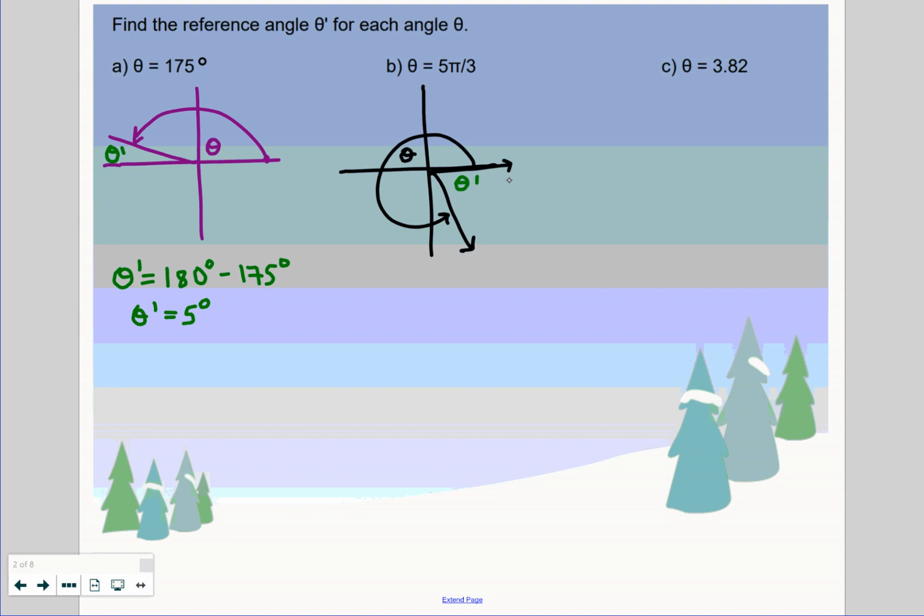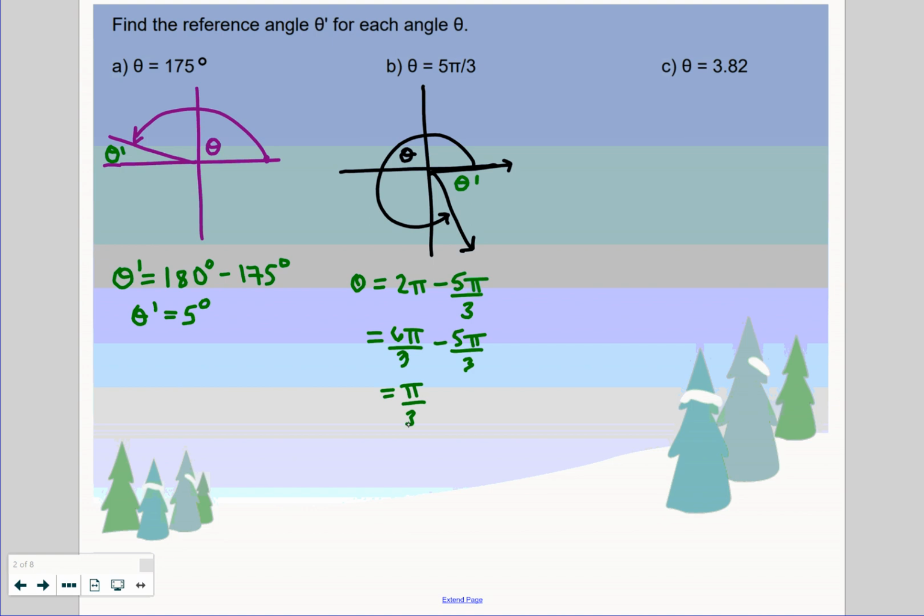So we want to think about in radians, what's a full circle? Well, that would be 2 pi. So in this case, I do 2 pi minus 5 pi over 3, and we can think of that with a common denominator. Instead of 2, I can write it as 6 over 3, minus 5 pi over 3, and I get pi over 3 is my reference angle.